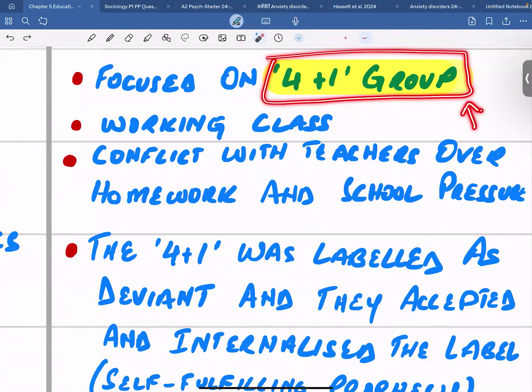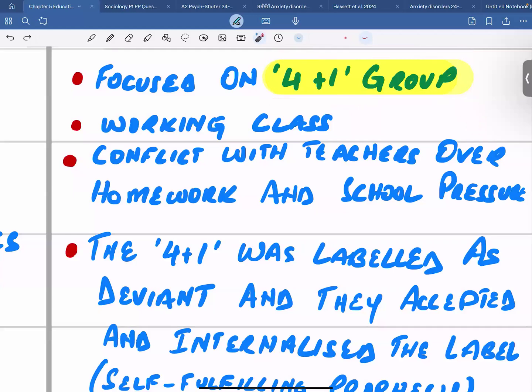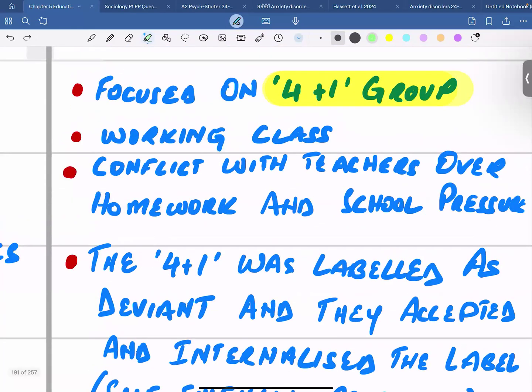Now, this group was referred to as the 4+1 group primarily because this involved 5 students. Amongst those 5 students, 4 were males, and there was this one young lady, a female. These students were from a working class origin. They usually had a conflict with teachers over the homework and the school pressure the school gave them, right? So these 5 kids felt very pressurized. Perhaps they felt the teachers would give them a lot of homework. They felt like the school was pressurizing them a lot.